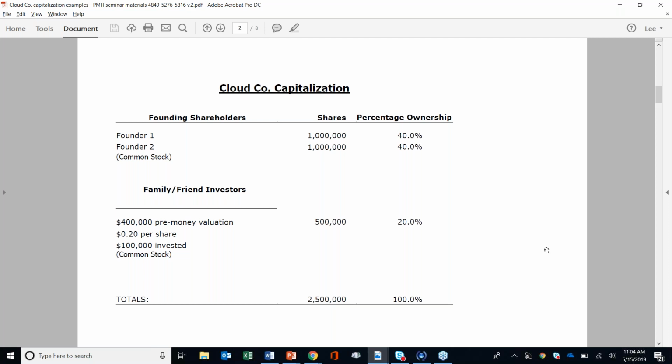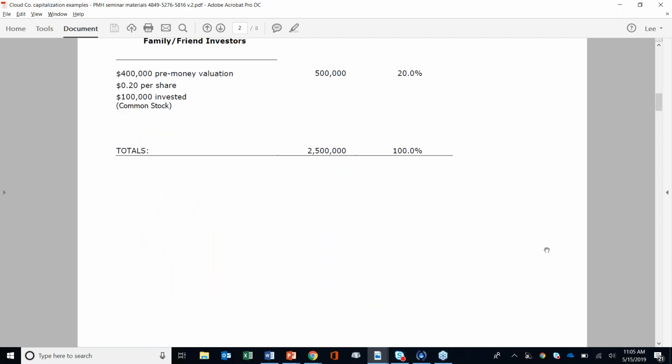The net result of those family and friends investing at a pre-money valuation of $400,000 and investing $100,000 is that they would get 20% of the company, which is 500,000 shares, and you can see the dilutive effect of that to the founding shareholders. As a result, the founding shareholders' ownership interest goes from 50% down to 40%. So at that point, they've got investors owning 20% of the company, and they have $100,000 to spend to grow the company.